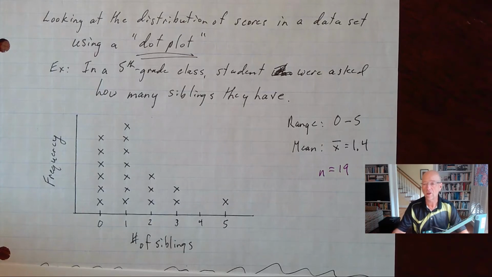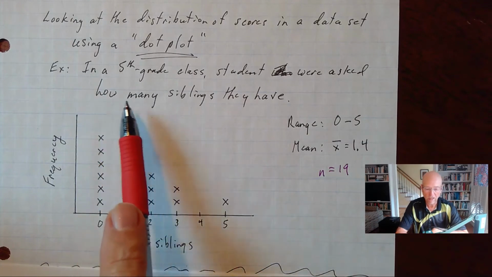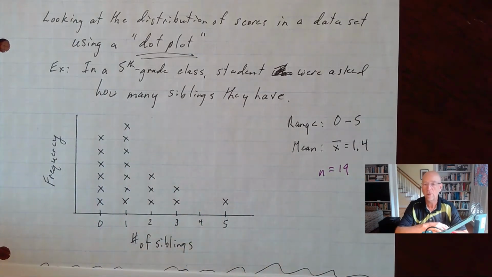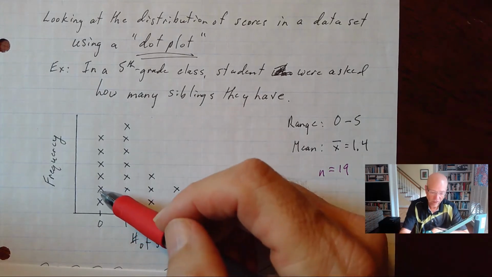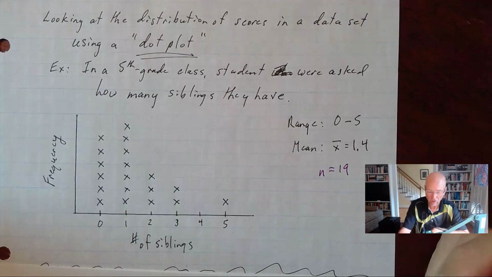This might be a type of graph that you got introduced to in 5th grade. Our example here is that in a 5th grade class, students were asked how many siblings they have. A sibling is a brother or sister. If I look at this graph down here, on the x-axis along the bottom I've got the different number of siblings, and each x represents a person in this class that applies to. So this x is Johnny, and Johnny has 0 siblings, which means he's an only child. And this is Susie, and she was also an only child.